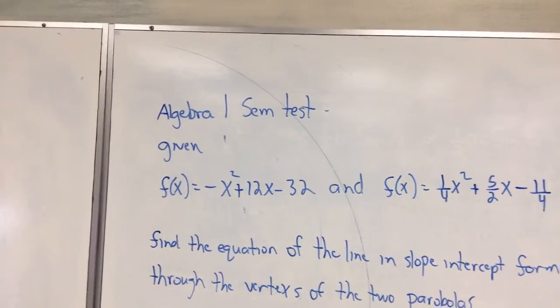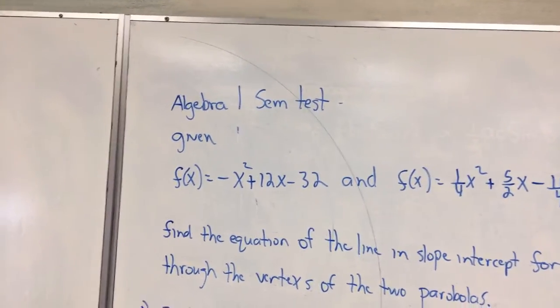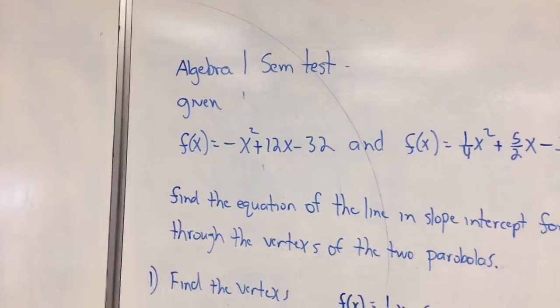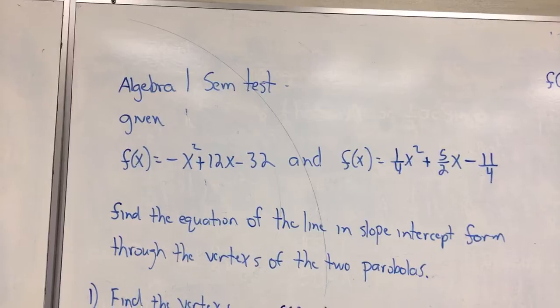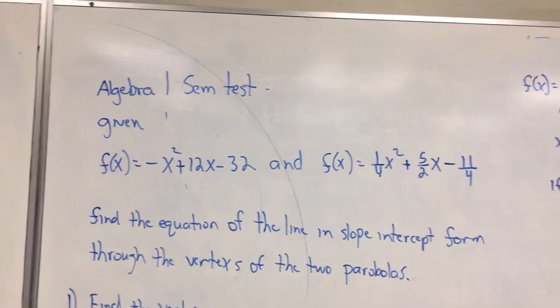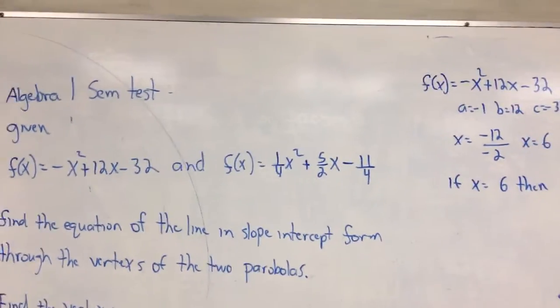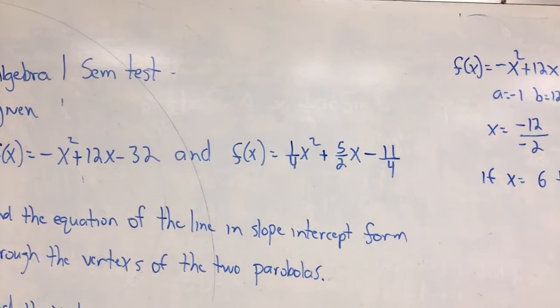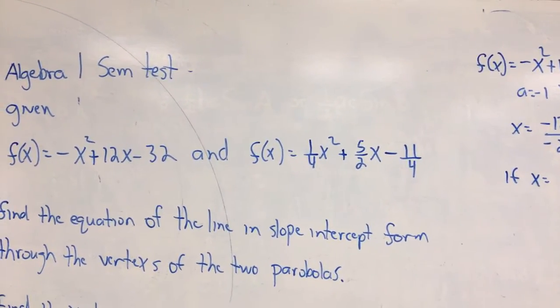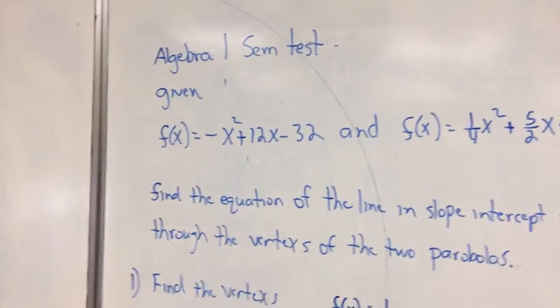Semester test. Semester 2, Algebra 1. This is problems 3 and 4. I give you two parabolas. In this case, we're given f of x is equal to negative x squared plus 12x minus 32, and f of x is equal to 1/4 x squared plus 5 halves x minus 11 fourths. Isn't that an absolutely ugly looking thing?